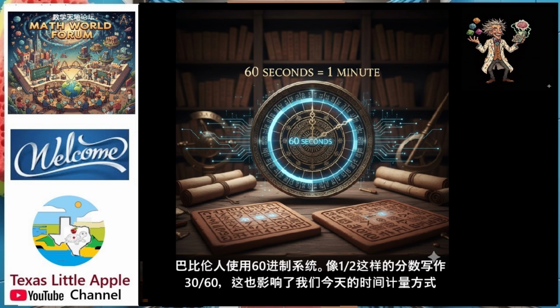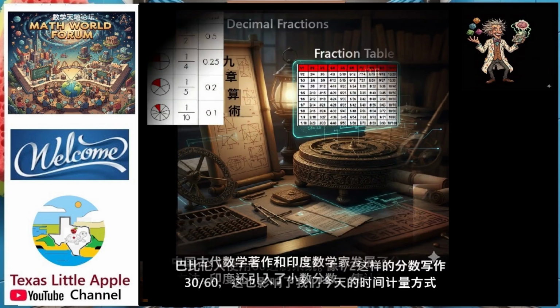Babylonians, about 1800 BC, used a sexagesimal system, base 60, for fractions. They could represent numbers like 1/2 as 30/60, 1/3 as 20/60. This system influenced time measurement. 60 seconds is equal to 1 minute, 60 minutes is equal to 1 hour.